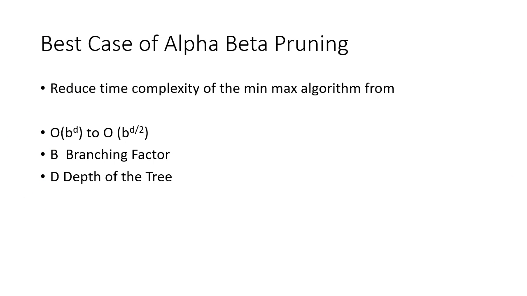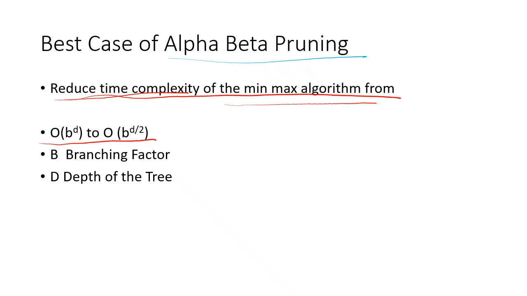Next we can see the best case of alpha beta pruning. What is the best case? When you compare to the min-max algorithm, in alpha beta pruning we pruned unwanted nodes. We did not visit unwanted paths. So we have saved time and memory, isn't it? So it reduces the time complexity of the min-max algorithm. Here it reduces the time complexity from big O of b power d to big O of b power d by 2. Here b means branching factor, d means depth of the tree.